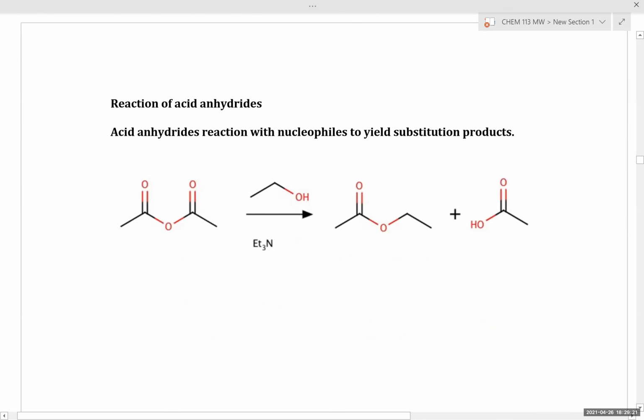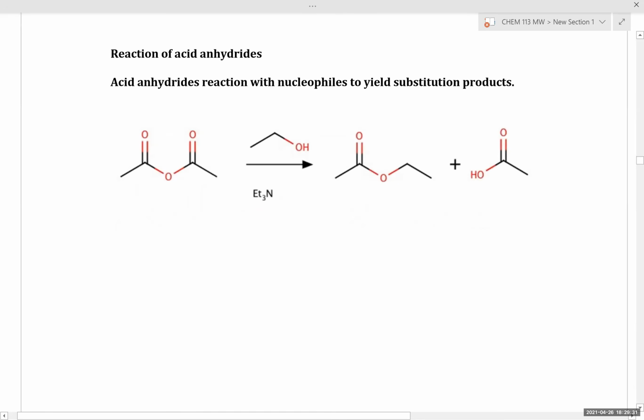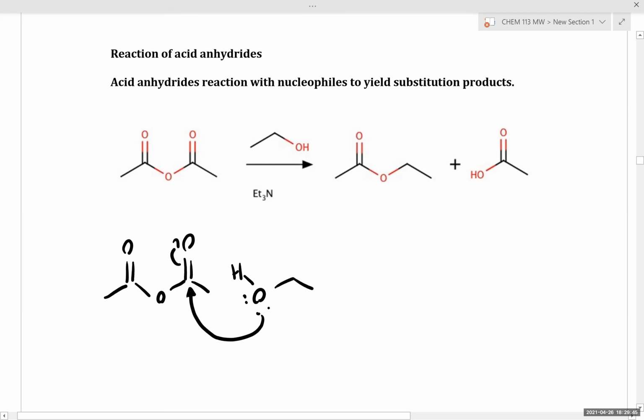So anhydrides react very similarly to acyl chlorides. They're a little less reactive, but not by much, in that anhydrides will react with most common nucleophiles to yield substitution products. So for example, if we have acetic anhydride and we react it with a common nucleophile such as ethanol, our nucleophile will attack the electrophilic carbonyl carbon, and yes, we can attack either carbonyl carbon, but for symmetrical anhydrides, it doesn't matter.